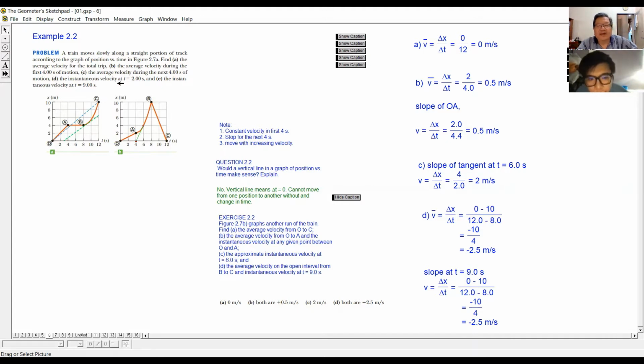Average velocity is the delta x over delta t. So at C here, what is the delta x? Can you tell me? 10, O to C. 10, correct. What is the delta t? 12. 12, correct. So what is the average velocity? Use your calculator. Velocity is x over time, right?